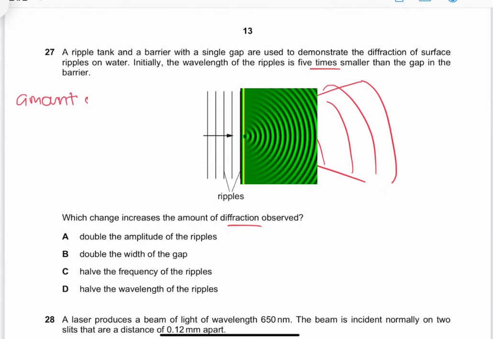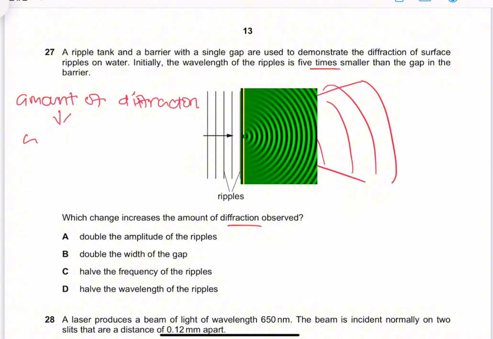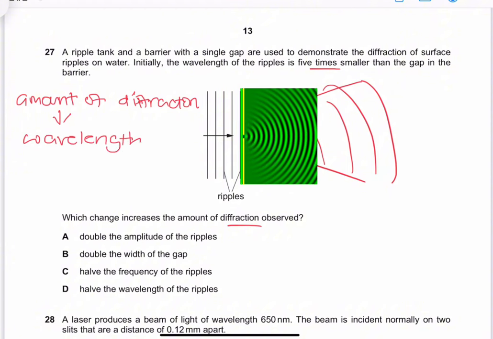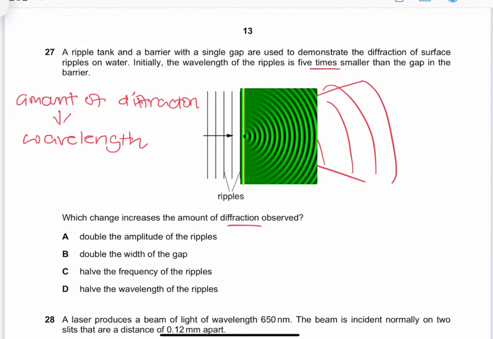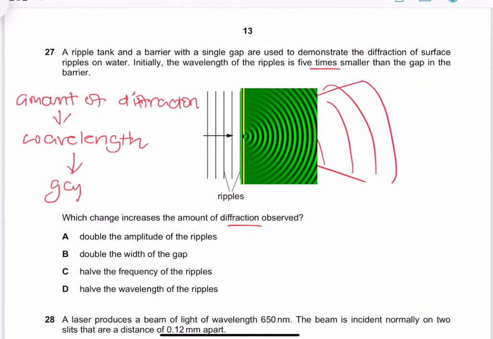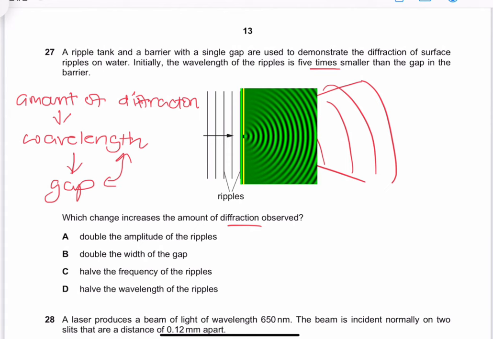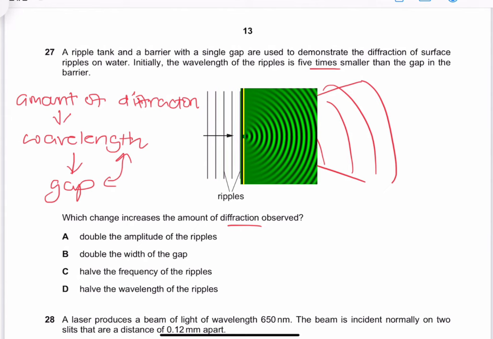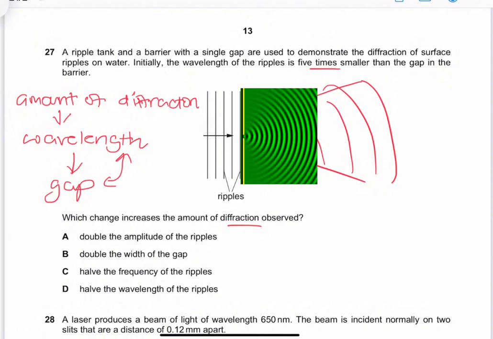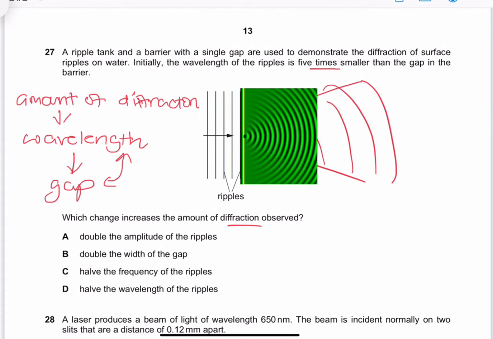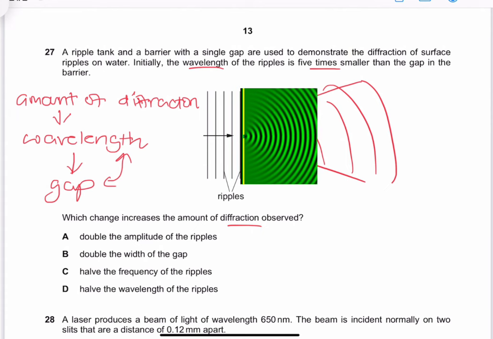So the amount of diffraction that you have depends on the wavelength. The wavelength is related to the gap, right? If the gap and the wavelength are identical, I have the greatest amount of diffraction. If the gap is too big compared to the wavelength, I have very little diffraction because the wavelength is so small, it's not diffracted that much. So the wavelength and the gap have to be just the same for you to have the greatest amount of diffraction. But initially the wavelength is 5 times smaller, so we want to increase the wavelength so at least it matches the gap itself.